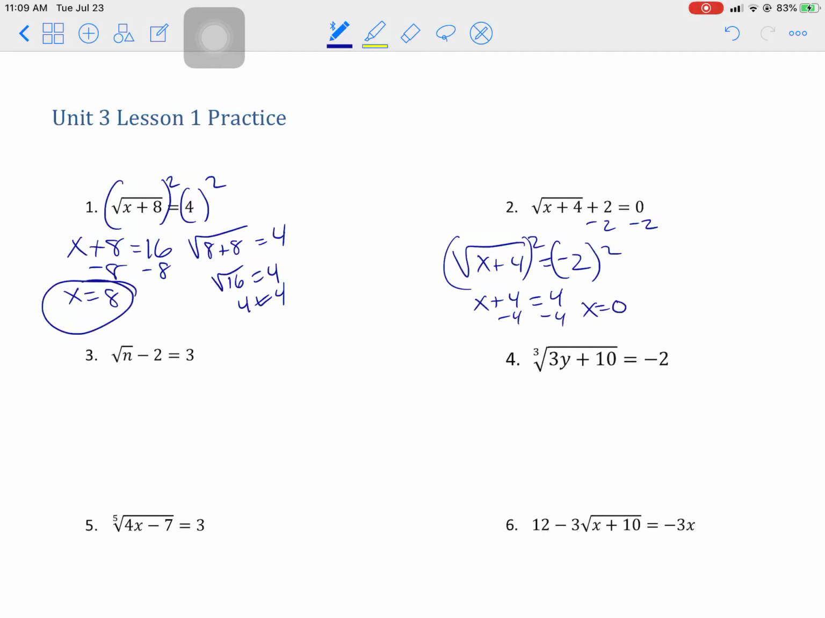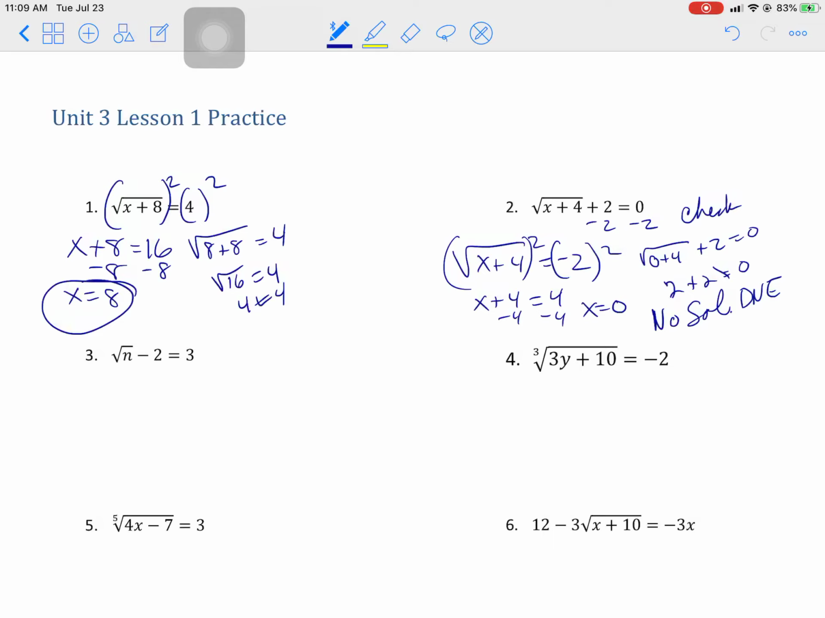X equals 0. Check, because it was an even index. 0 plus 4 plus 2 equals 0. This is the check. This is going to be the square root of 4, which is 2. 2 plus 2 does not equal 0. So this is a no solution, or does not exist, depending on how your homework asked you. Okay? That one doesn't have a solution. That doesn't work. This side does not equal the other side, no matter what you put in for x.